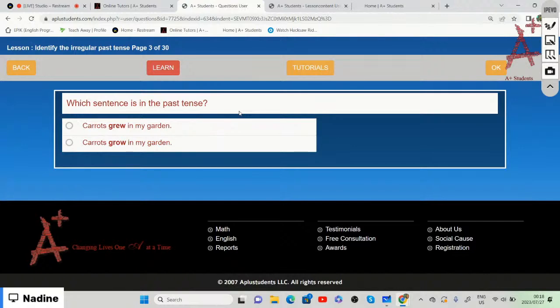Which sentence is in the past tense? Carrots grew in my garden, right? Or carrots grow in my garden. We need to choose the correct one. Is it grew in my garden or grow in my garden? We need to select which sentence is in the past tense, and specifically irregular past tense form. Carrots grew in my garden or carrots grow in my garden. We need to select the correct sentence. Grew or grow.